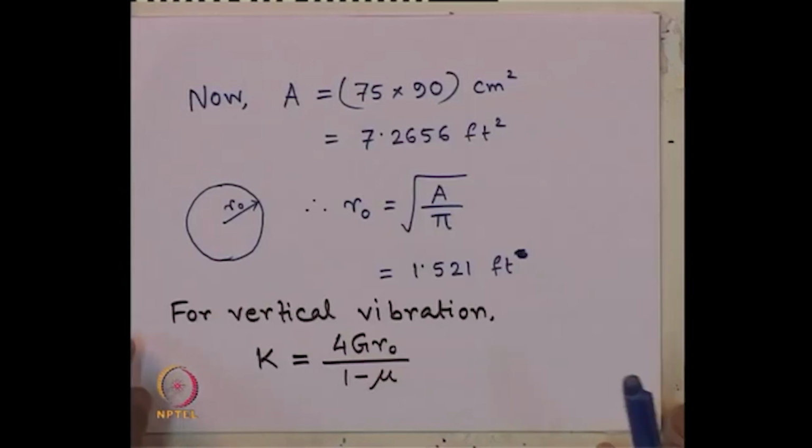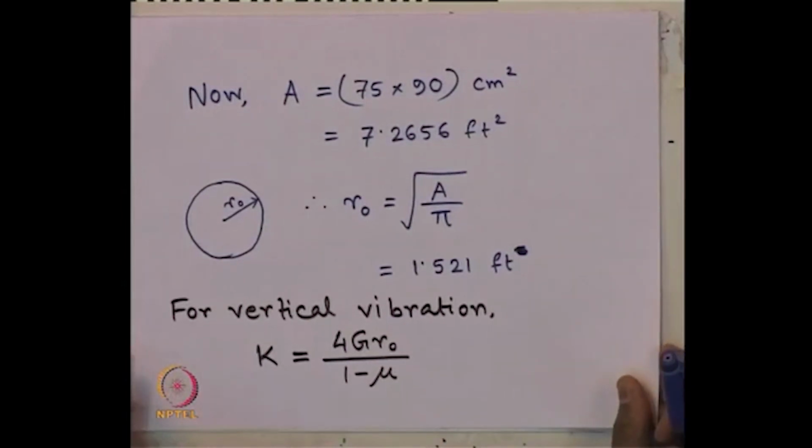So, with this knowledge of K, which is required of course to calculate the natural frequency, because for natural frequency we need root over K by m. M of course, we can calculate from the size provided. We know the m, what is the mass of the footing, but K we need to compute.